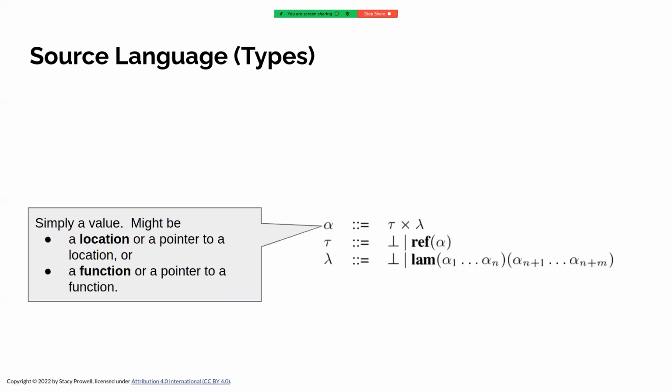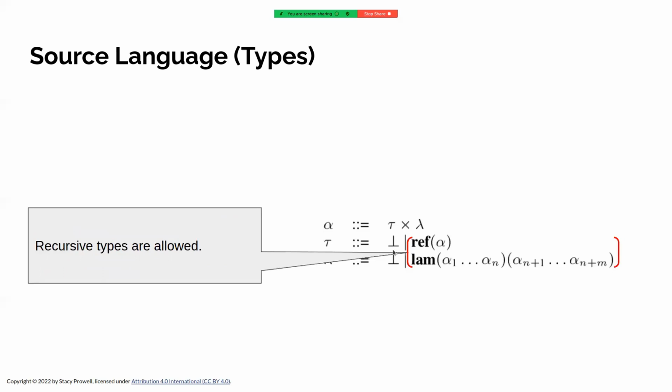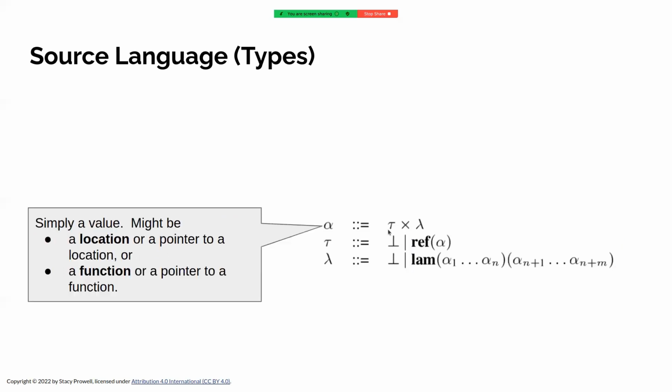What's alpha? Alpha is simply a value. It might be a location, or it could be a pointer to a location, or it could be a function, or it could be a pointer to a function. Really? Absolutely. So take a look at this. It's going to be, back up, it's going to be tau cross lambda. So it looks like an ordered pair.